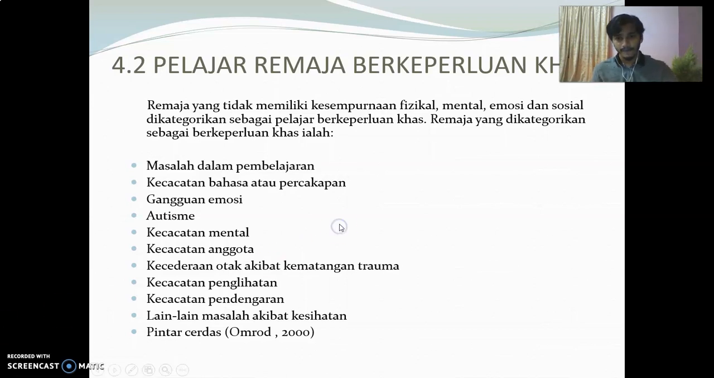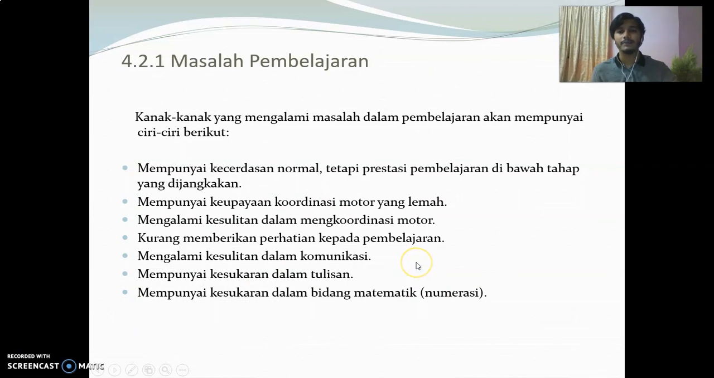And literally, kalau kita lihat untuk masalah pembelajaran, kadang-kadang yang mengalami masalah dalam pembelajaran akan mempunyai ciri-ciri berikut. Okay, you need to understand, pelajar berkeperluan khas ini mempunyai pelbagai masalah dan sebagainya. One of the very common problems is actually masalah pembelajaran. Okay, masalah pembelajaran is basically something that apabila makin lama, when you're continuously teaching in that particular class, you are able to identify this kind of students who are actually having a learning problem. It's not about late pickup or whatever. It's just that they really can't understand what we are teaching.